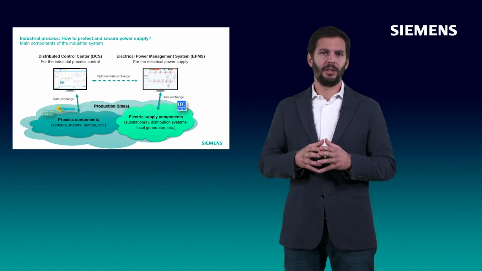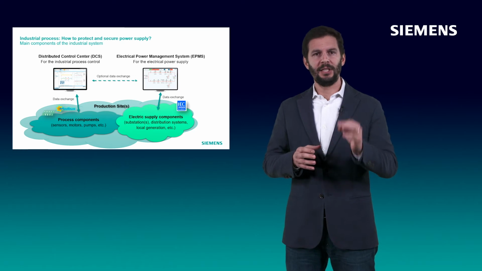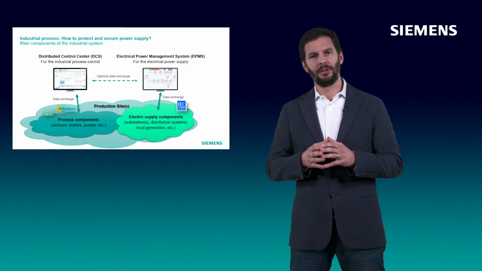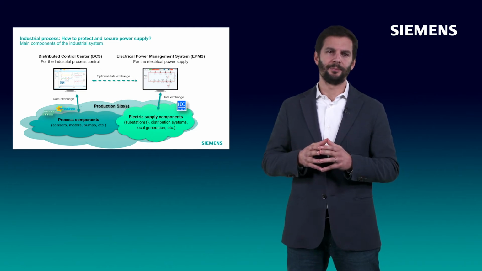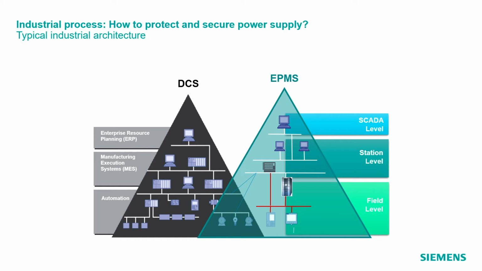When dealing with critical electrical consumers that have a significant impact on the overall operation, it might be important to link those loads directly to the electrical control system. If we look now in more detail at the system architecture, we see the different levels of the DCS and EPMS. Looking at the EPMS, we see three different levels: field level addressing protections and power meters, station level, where substation controllers and local HMIs are installed, and SCADA level, running the electrical control center.